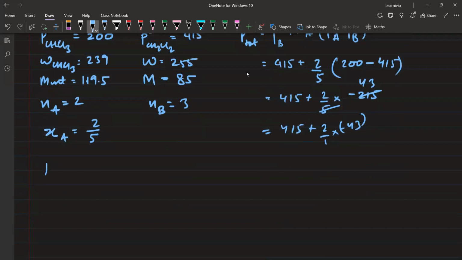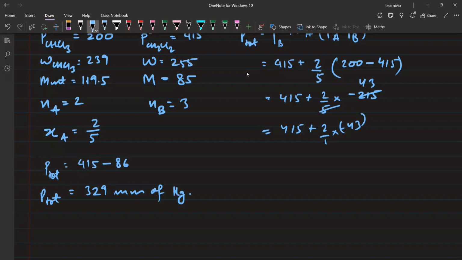So we can have now P total is equal to 415 minus 43 into 2, that is 86. Equal to 329. That will be the P total. This is in mm of Hg, because all the quantities are in mm of Hg. This is the P total we have got.